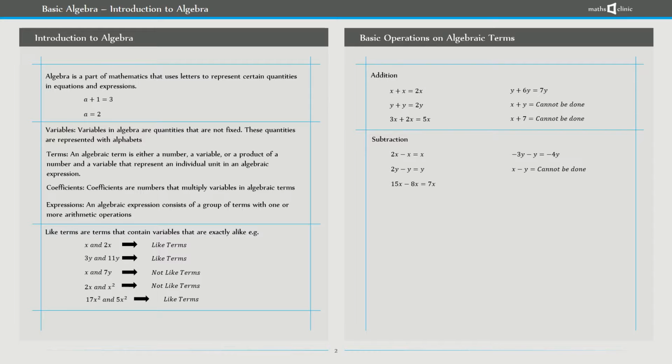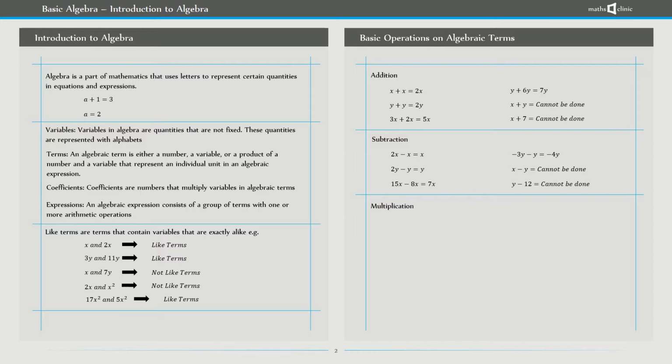Now, what if you had x minus y? Just as you can't add x and y, you can't subtract them. So x minus y cannot be done. Similarly, when you have a number involved, like y minus 12, you can't subtract a constant or a number from a variable. It just cannot be done.